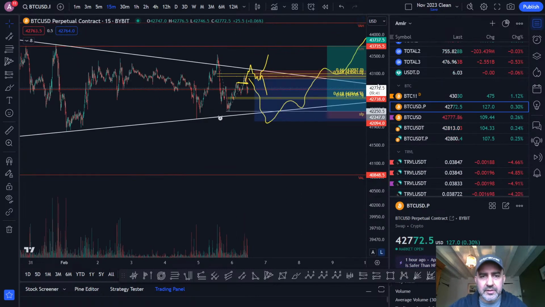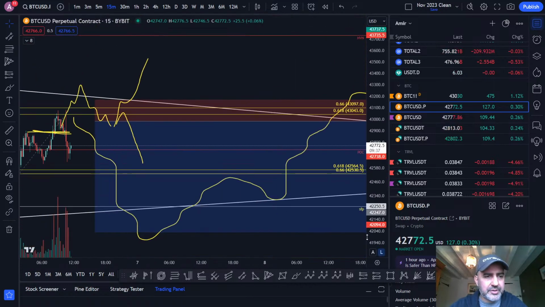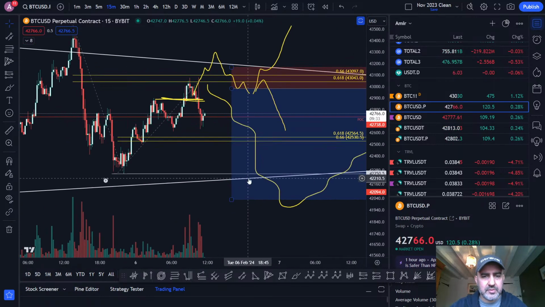Let me look at Bitcoin again. Bitcoin's finding support on the point of control at the moment. So I'm looking for lower to long lower.